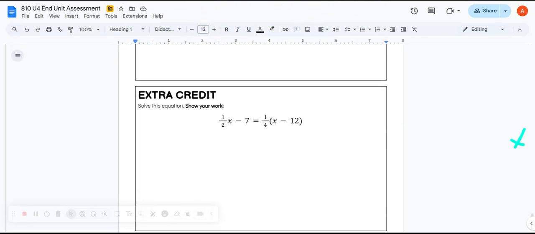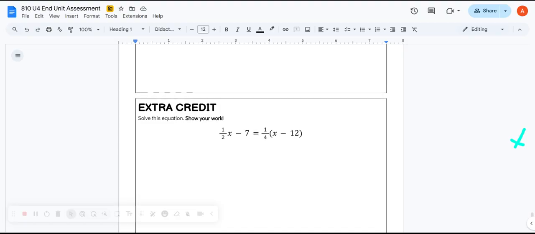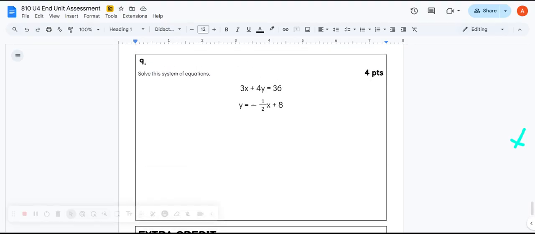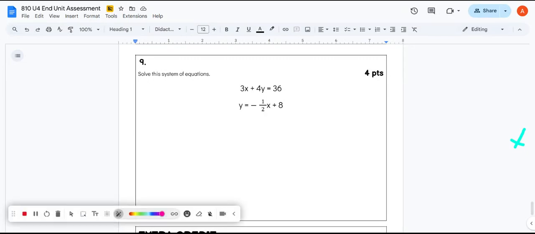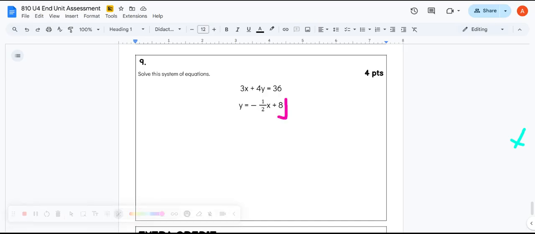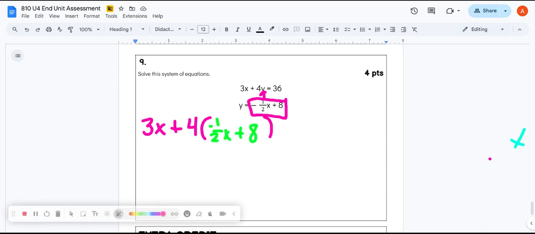Okay. Ooh, last page. Of course, I'm not going to go over the extra credit because that was just an opportunity for you to gain some extra points. But I'm going to go ahead and look here at number 9. Number 9 is solving a system of equations, which we just did on the last problem, just it's set up a little bit differently. This time, we're going to substitute this expression in for the y value in the first equation. So we have 3x plus 4, substituting in that negative 1/2 x plus 8, and then we know it equals 36.